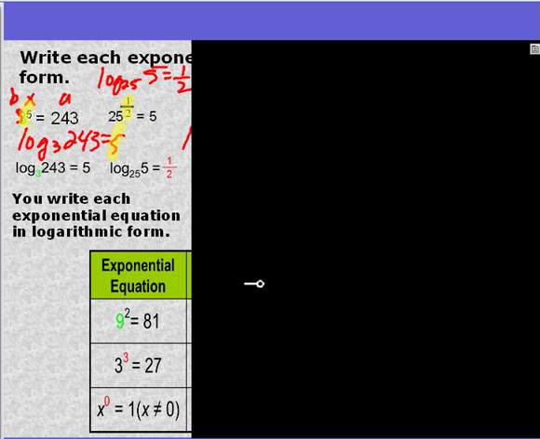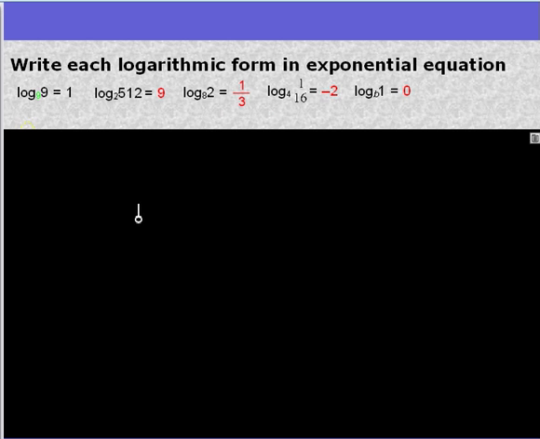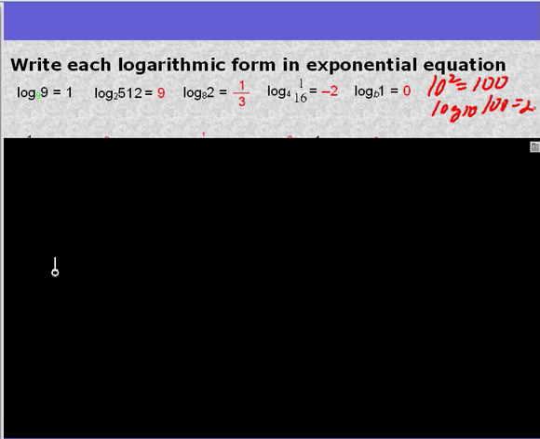All right, now we're going to do the reverse. Write the log in exponential form. And again, I use the same template. 10 squared equals 100. Log to the base 10 of 100 equals 2. So I know this is my exponent. This is my base, so this is going to be 9 to the first power is 9.